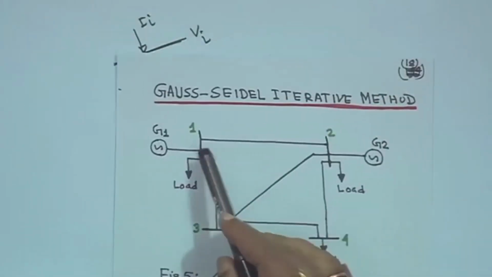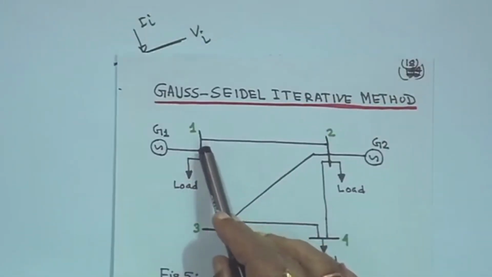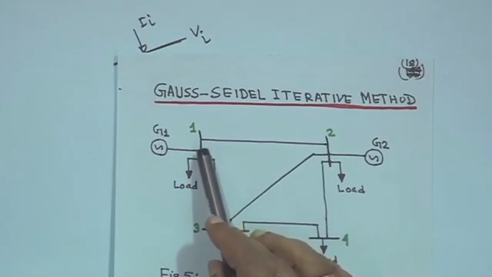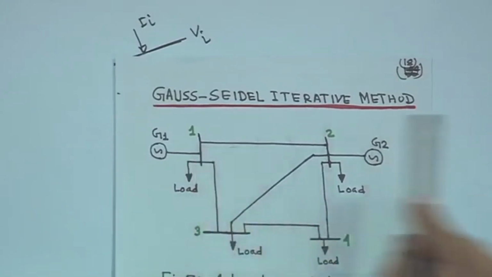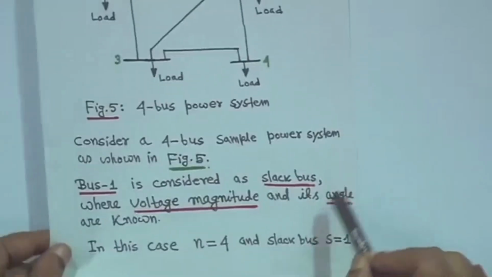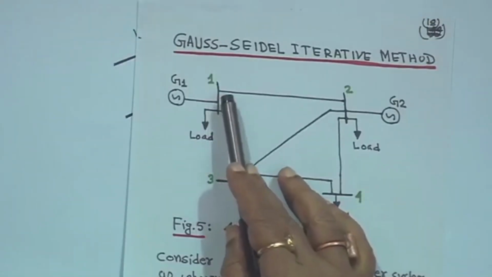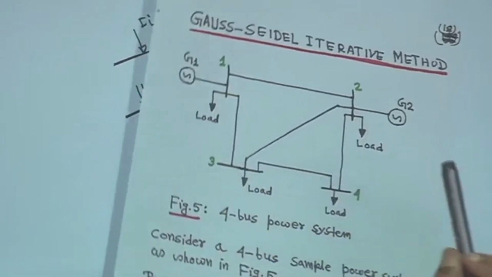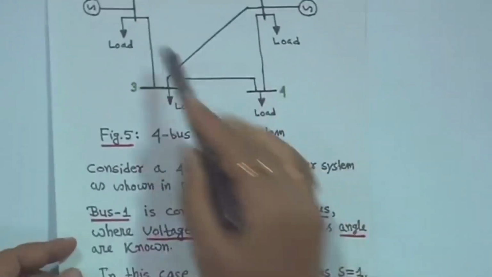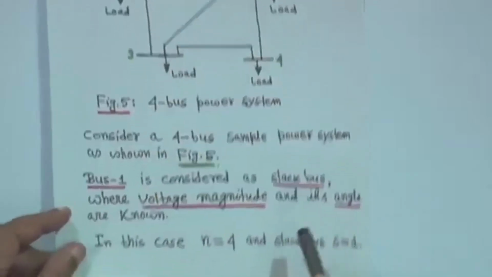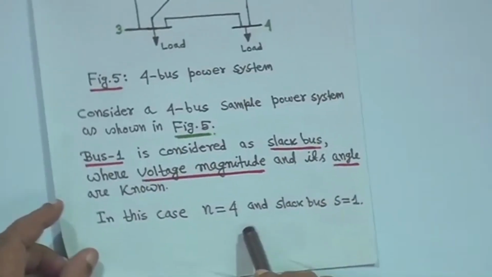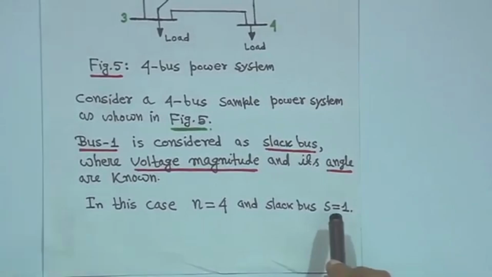We have to see how we can solve it using the Gauss-Seidel iterative method. Bus 1 we consider as the slack bus, so S is equal to 1, where S stands for slack bus. That means the bus voltage magnitude and its angle are known. In this case it is a 4 bus problem, so n is equal to 4 and the slack bus is S is equal to 1.